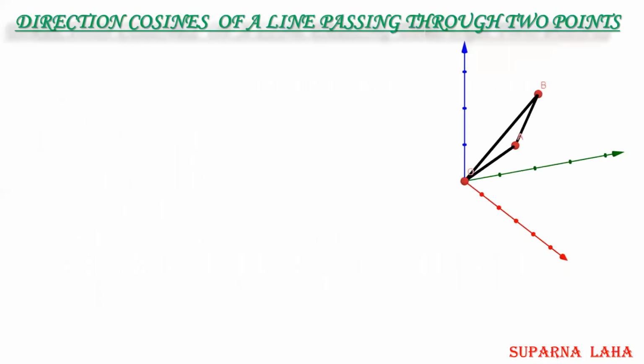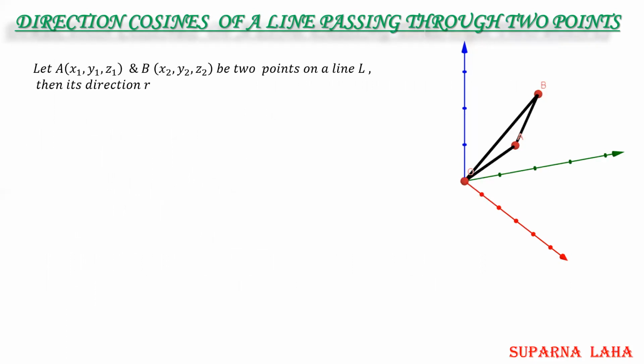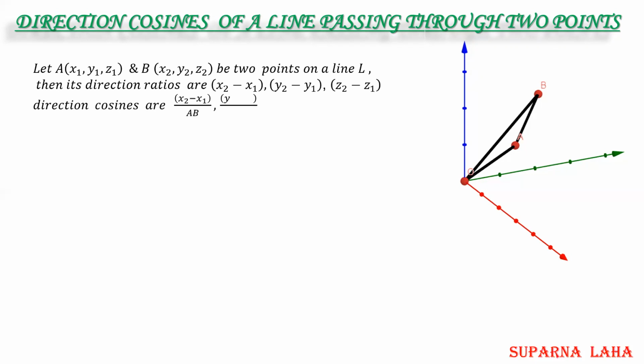Now the direction cosine of a line passing through 2 points. Suppose we take these 2 points A and B. This line is passing through 2 points. Now how to find the direction ratio and direction cosine of this line? If the coordinates of A are x1, y1, z1 and B are x2, y2, z2, then the direction ratio is given by x2 minus x1, y2 minus y1 and z2 minus z1. And the direction cosine is given by x2 minus x1 by AB, y2 minus y1 by AB and z2 minus z1 by AB.